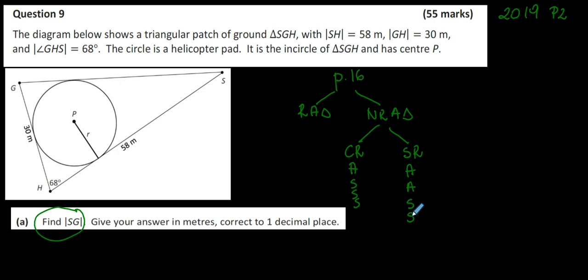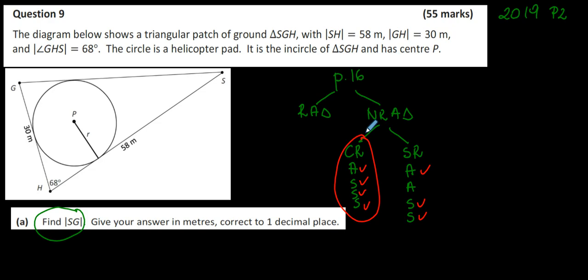Okay, so let's see, what is it that we are looking for? We are looking for a side, so definitely a side has to be included in our formula. Then what information do we have? We do have an angle, then we have another side, 30, and then we have another side, 58. So we can see that the cosine rule is the one that ticks all our boxes.